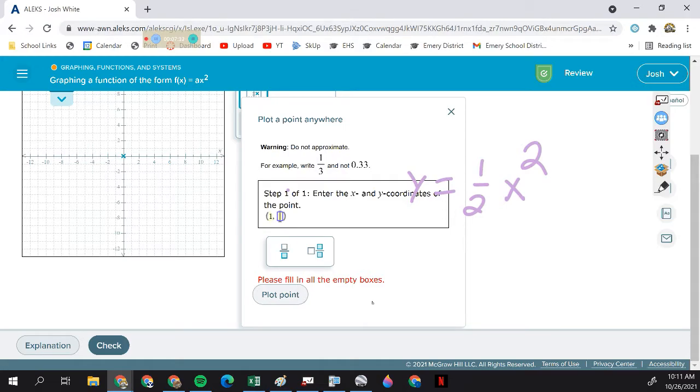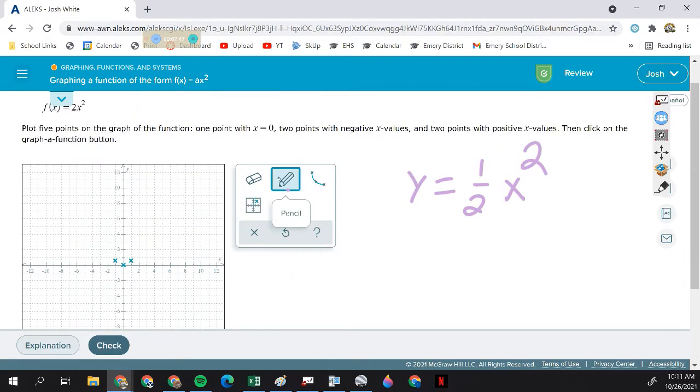So 1.5. Okay, and then negative 1.5. And then the other 2 points I can just put. So now instead of over 2 up 4, it's going to be over 2 up half as much as 4. So it would be a 2. I missed. And then you would draw it there. Okay.